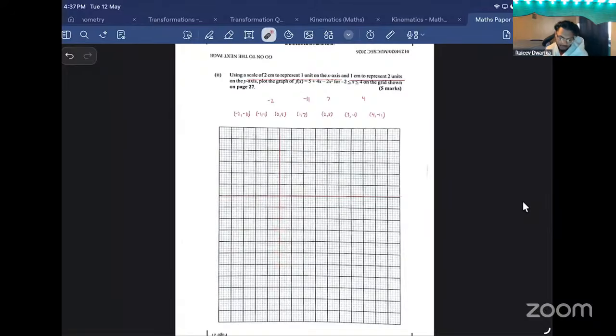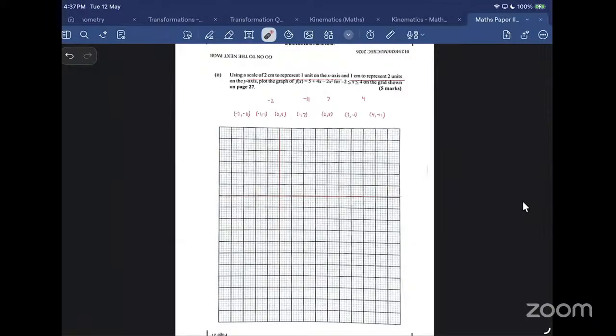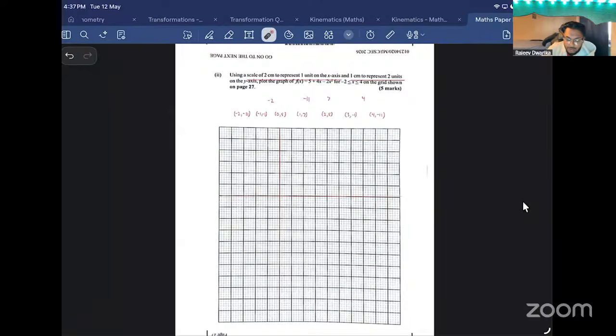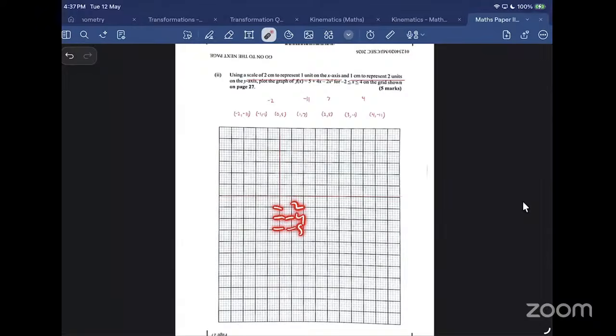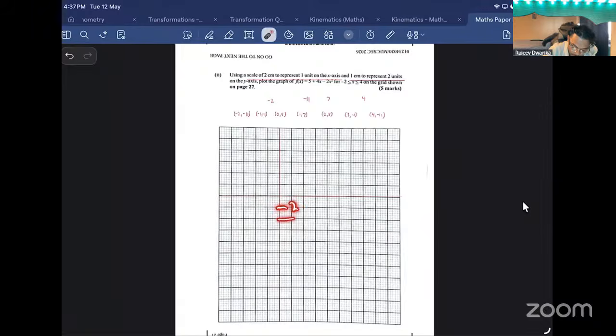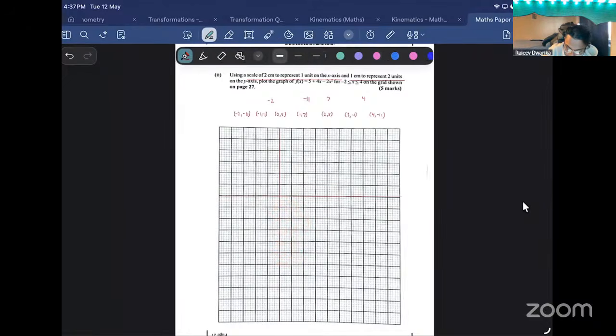You gotta drop it. They're saying 1 centimeter to represent 2 units on the y-axis. Do I cover the full range? So this is -2, -4, -6, -8, -10, -12. Just 2, 4, 6, 8, 10, 12. Right, bam. Cool.